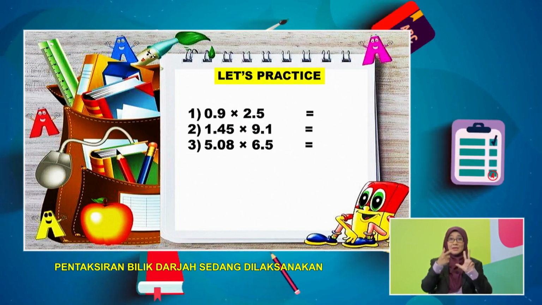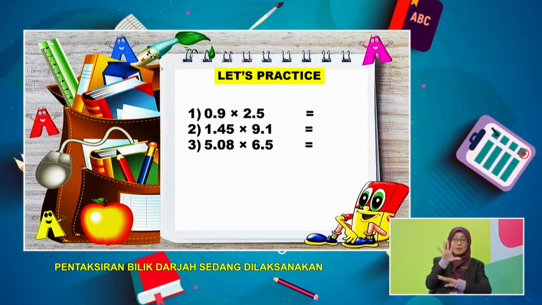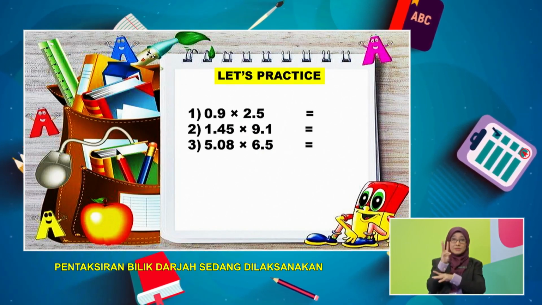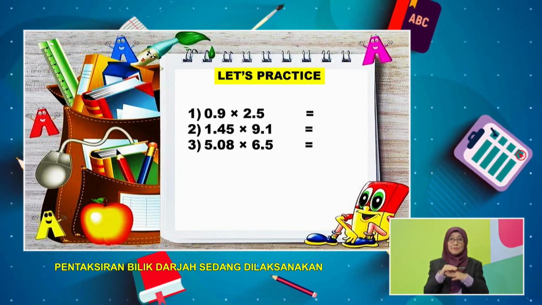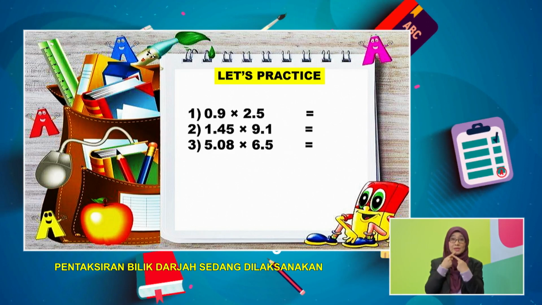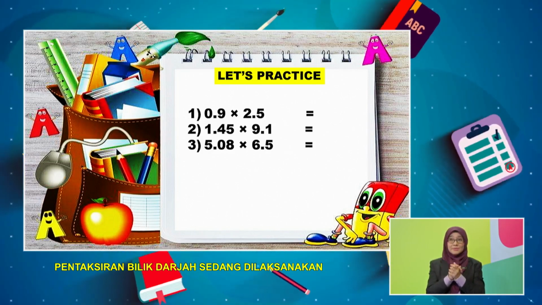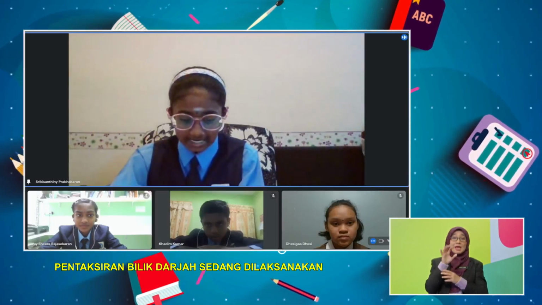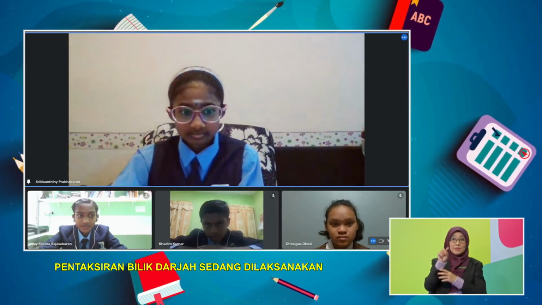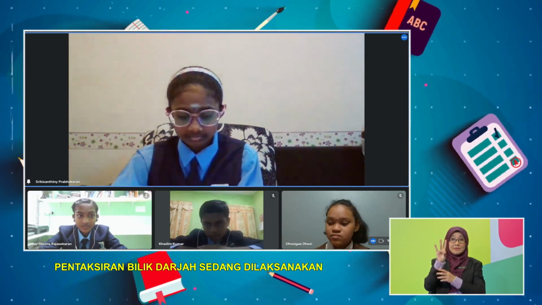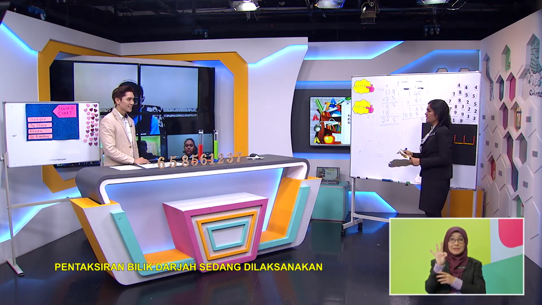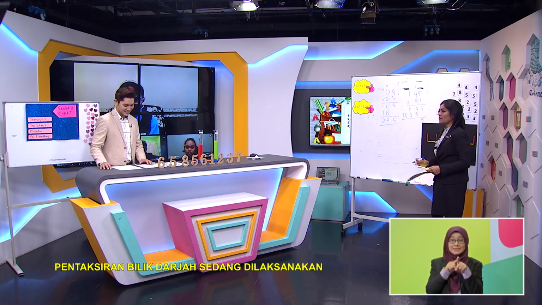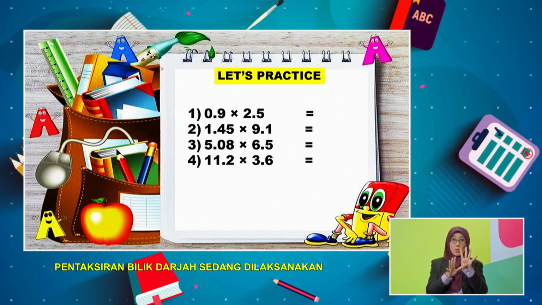5.08 times 6.5. Okay. Anyone wants to try? When you're ready, you raise your hand right away. We do it very quickly. Can I try? Yes, please, Sri. 47.879. Okay, that was Sri. So, number 4, 11.2 times 3.6.